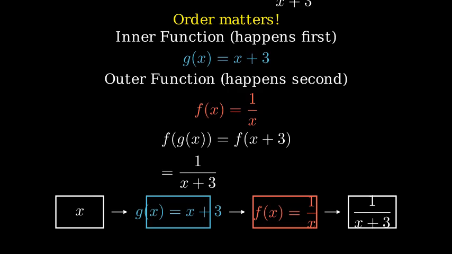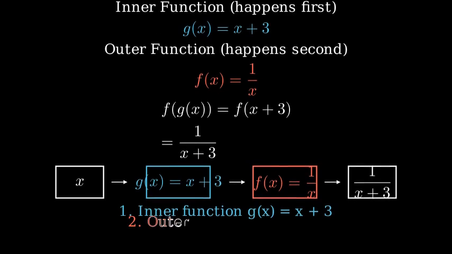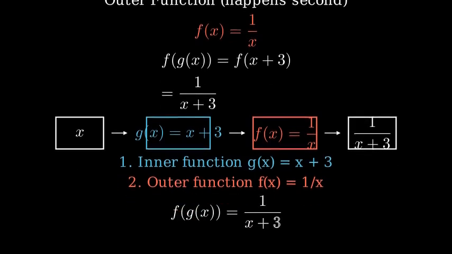In summary, we've expressed 1 over x plus 3 as a composition f of g of x by first identifying the inner function g of x equals x plus 3, which performs the first operation, and then identifying the outer function f of x equals 1 over x, which performs the second operation. When composed together, these functions give us our original function.